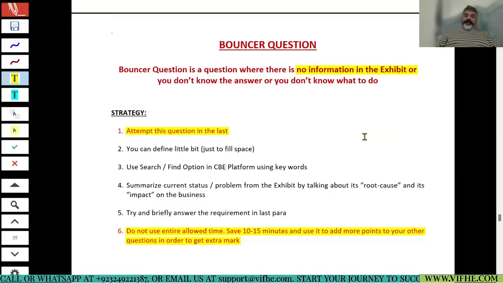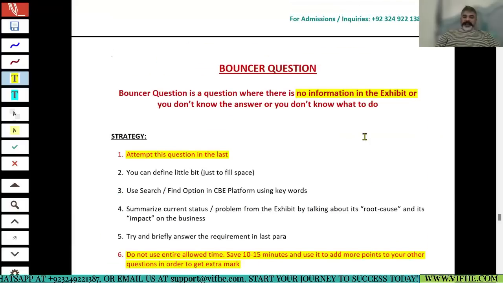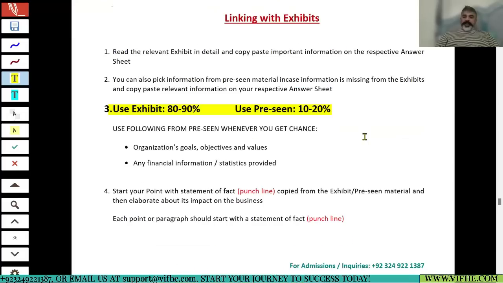Okay. So now, guys, we are done with the exam techniques. Just a very quick recap.